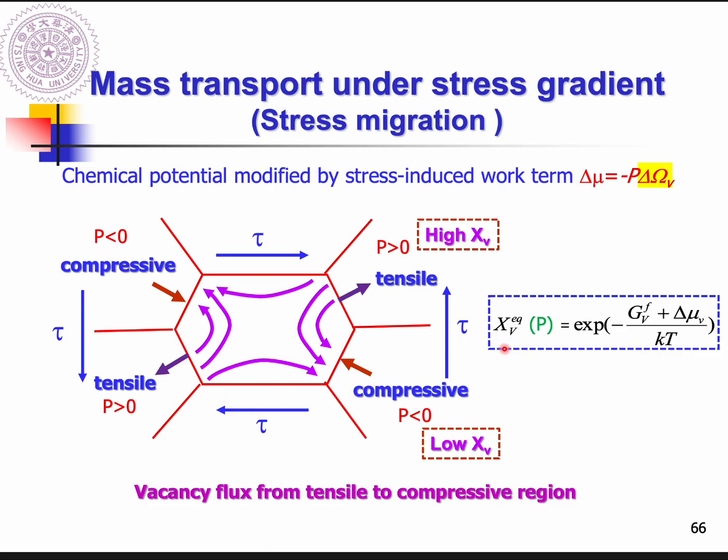And you can also remember when we wrote down the vacancy fraction as a function of stress, it can be expressed like this, with the vacancy formation energy. And because it is under stress, you need to add an extra term, the extra work performed due to this stress gradient, so minus stress times omega V.